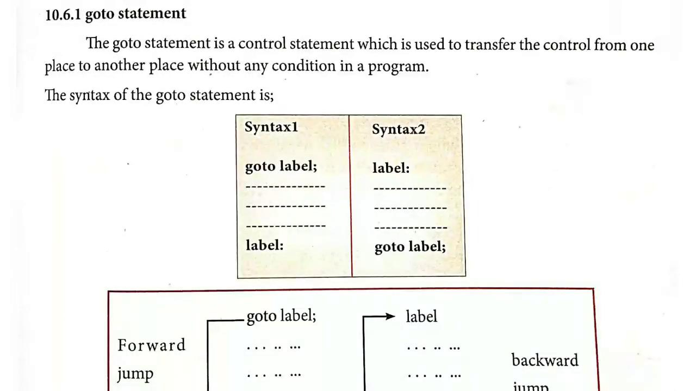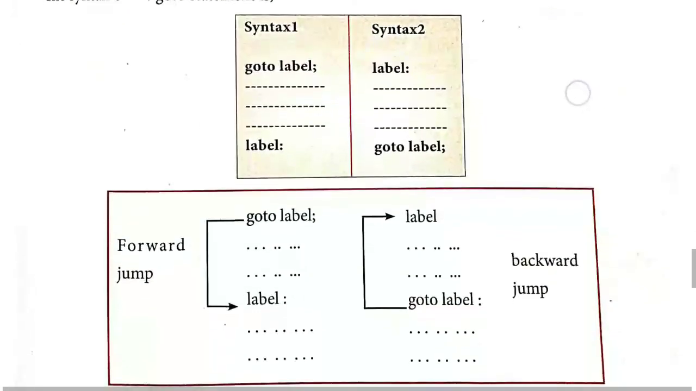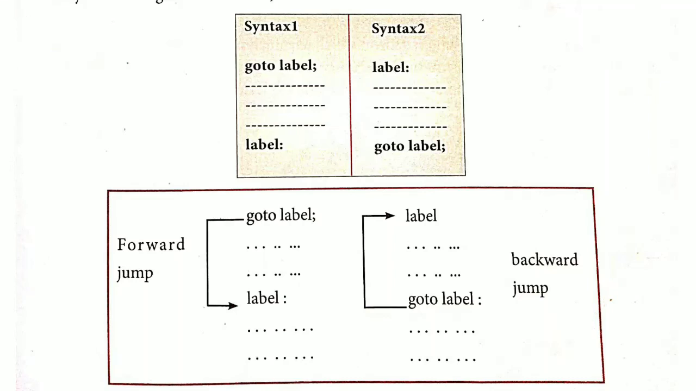The goto statement is a control statement which is used to transfer the control from one part to another part of the program without any condition. So here you can see the syntax: goto label. You can give any word in that label space. When the computer executes this statement, it will look for the label, and it will automatically transfer the control to the part where the label is present.